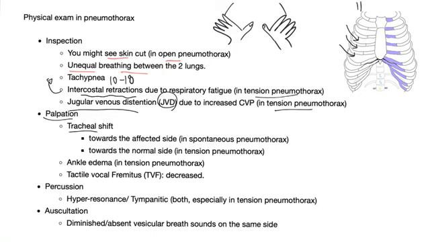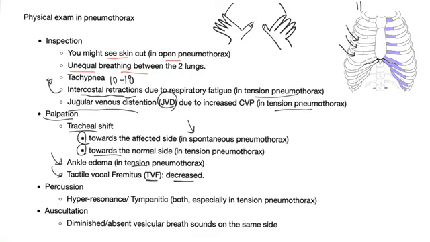Palpation. First, you palpate the tracheal shift. It's going to shift towards the affected side in spontaneous. It's going to shift towards the normal side in tension pneumothorax. You can see ankle edema in tension pneumothorax due to loss of the negative intrapleural pressure. Tactile vocal fremitus, or TVF, is decreased. Why? Okay, let me explain. Because there's something called pleura obscuring the ability of the lung to transmit the sound.